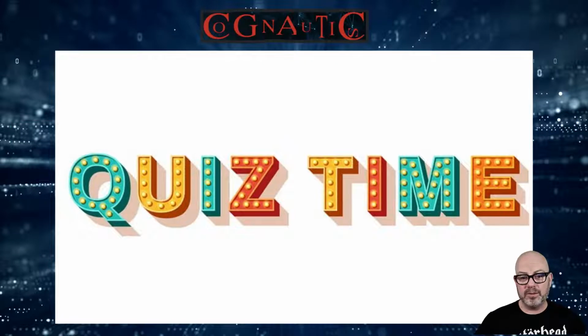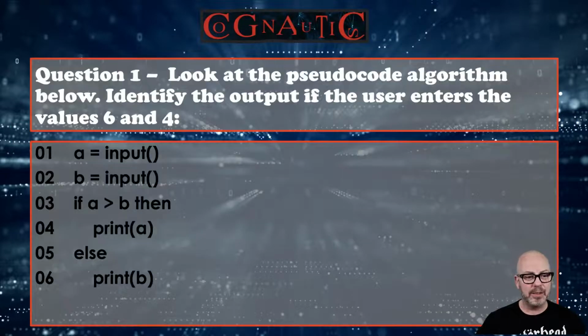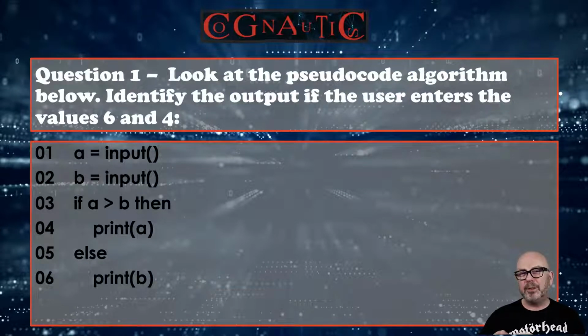All right, quiz time. We have made it, which is good. Right, I wanted to get to this because I know you'll quite enjoy this. What about this one? Look at the pseudocode algorithm. Identify the output if the user enters the value 6 and 4. So what do we think? I will be genuinely interested to see who gets here first. Ooh, Aditya is coming with 6.